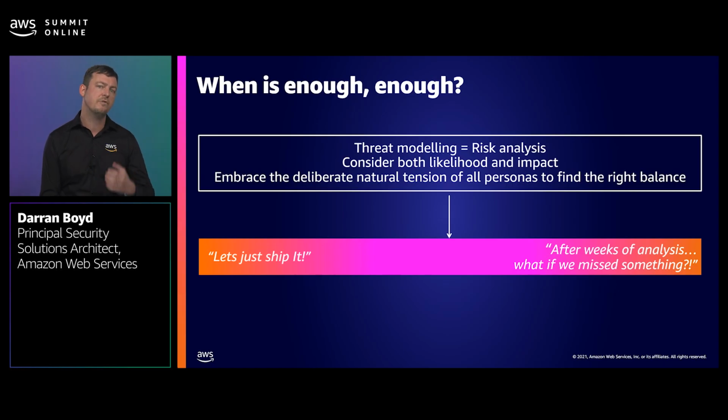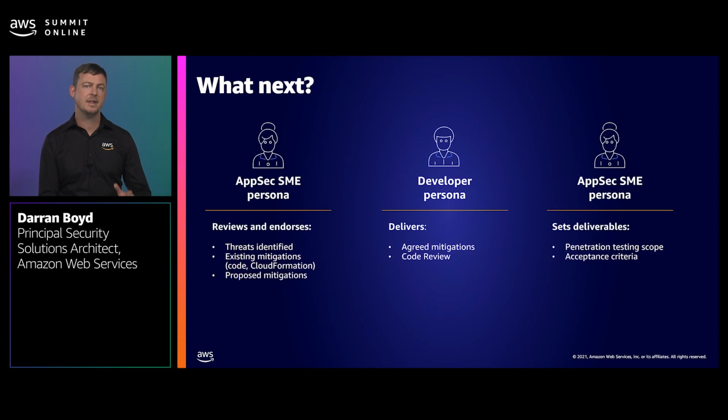You do not want to over-index towards let's just ship it. And equally, you don't want to over-index towards over-analysis and being unduly concerned that you've missed something. Finding that balance really is what the aim should be. And that can be achieved by leveraging and embracing that natural tension between all of these personas. With that, you would want to consider what's next.